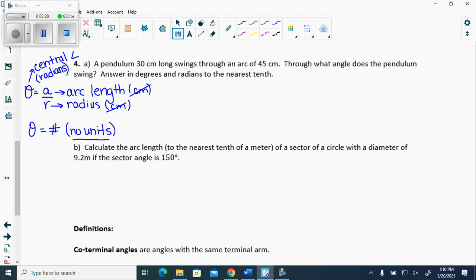Okay. So let's look at this actual question. It says a pendulum 30 centimeters long. So we have a pendulum, the central thing, that is 30 centimeters long, swings through an arc of 45 centimeters. Through what angle does the pendulum swing?